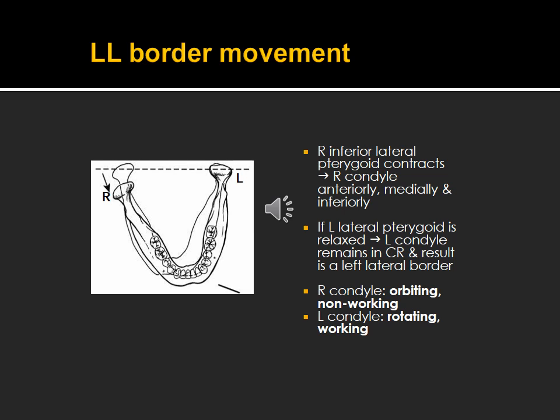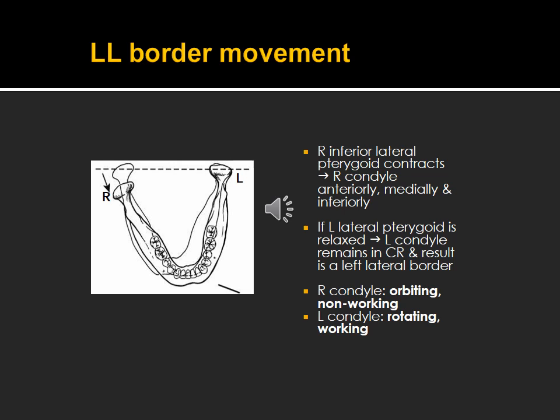We call R orbiting or non-working. So the condyle away from which the movement happens, we call it orbiting or non-working. And the left condyle, we call it rotating or working condyle, which is the condyle towards which the movement will happen. Okay, so remember these terminologies.